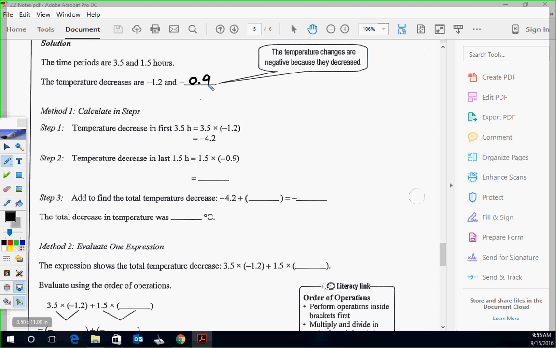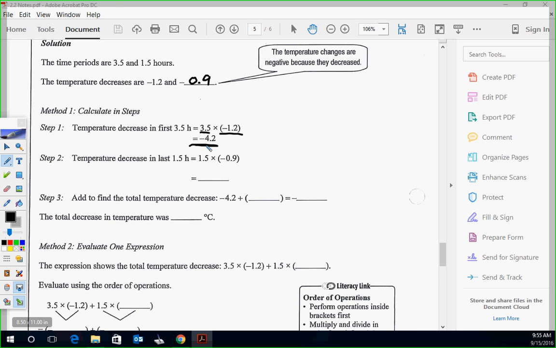All right, so then we know 3.5 hours is negative 1.2, so then we go 3.5 times negative 1.2, you get negative 4.2. That's the drop for the first 3.5 hours. Okay, then for an hour and a half, it goes negative 0.9. Okay, what's 1.5 times negative 0.9? Is it negative 1.35? Somebody calculate that for me, make sure.